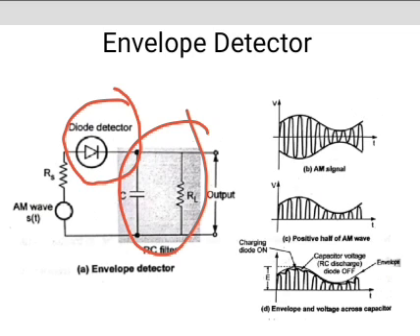In the positive half cycle of an AM signal, the diode conducts and current flows to the resistance, whereas in the negative half cycle, the diode is reverse biased and no current will flow through it. As a result, only the positive half of an AM wave appears across RC, as shown in figure C.